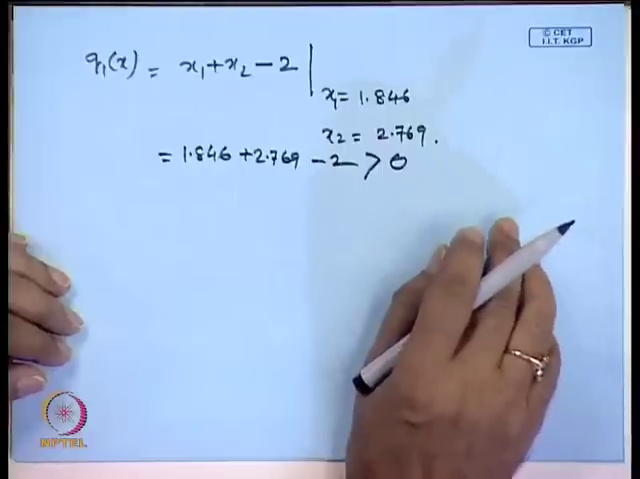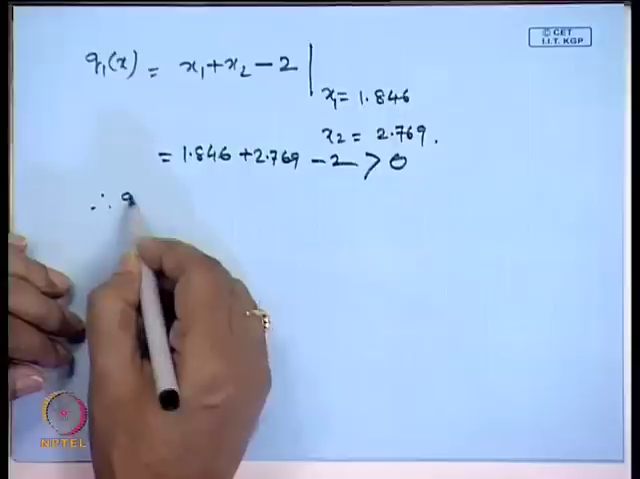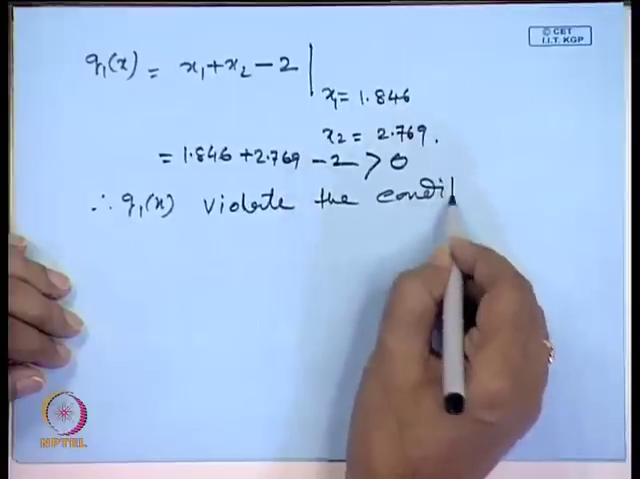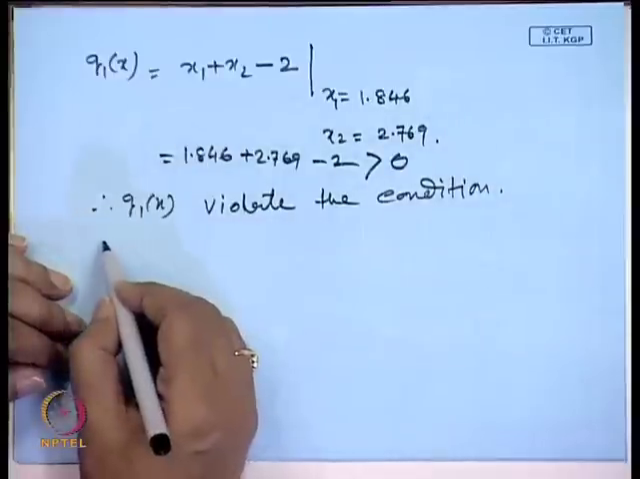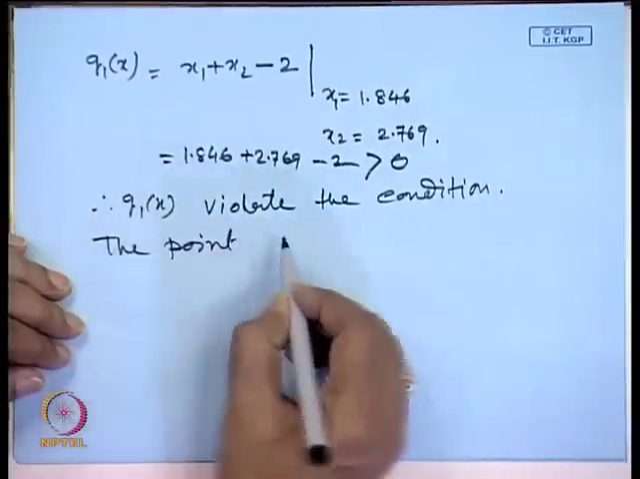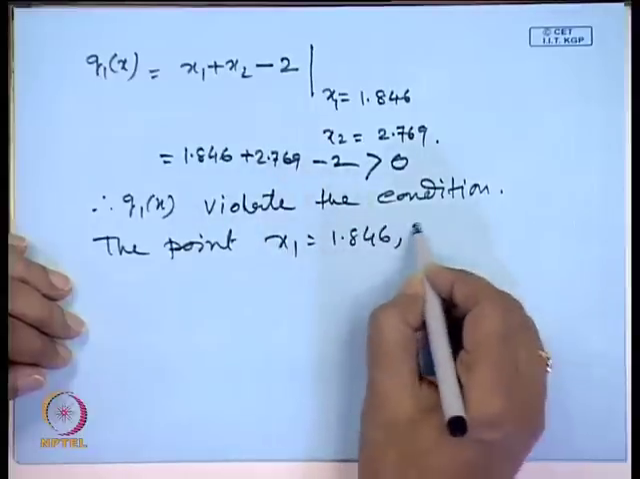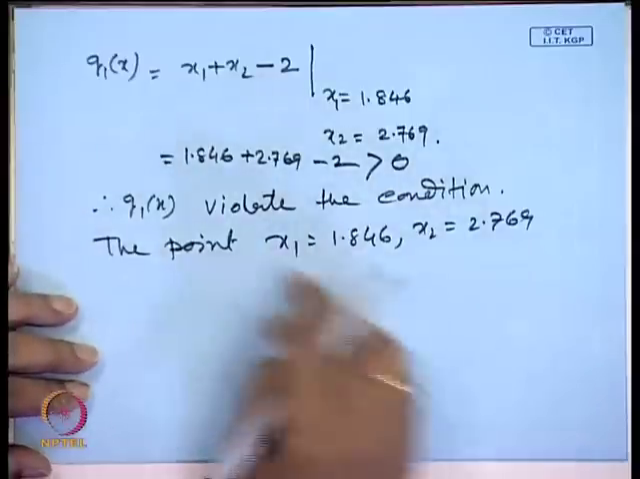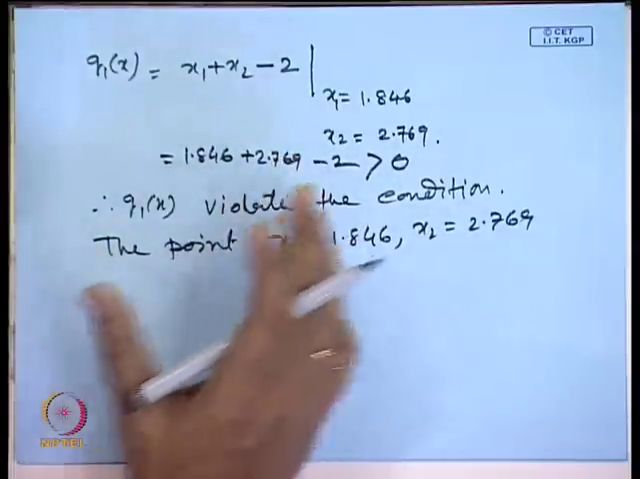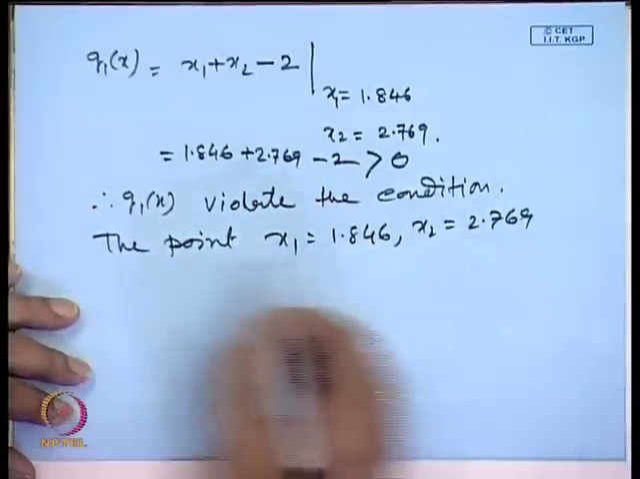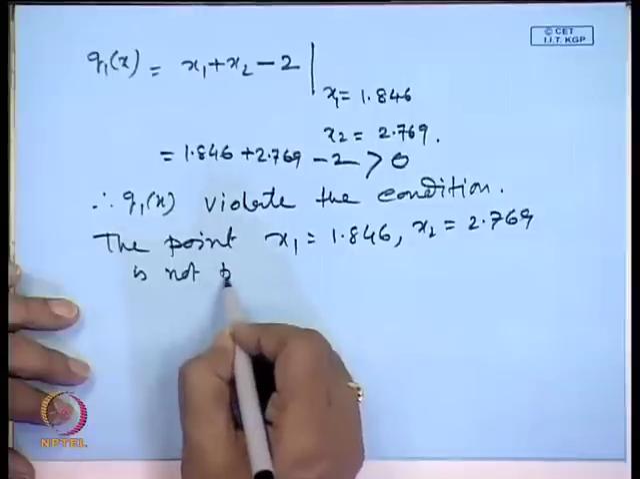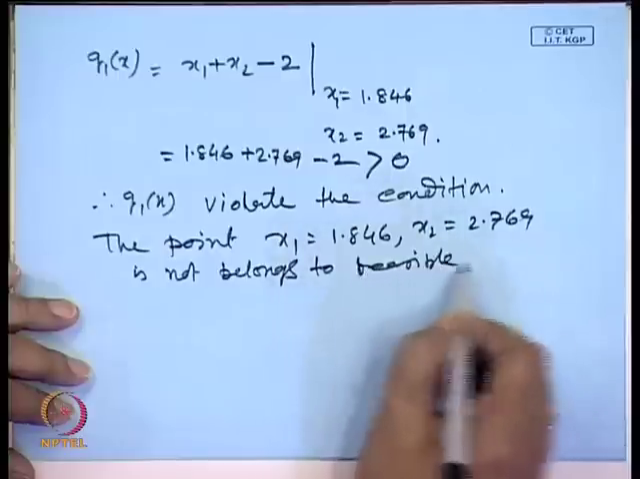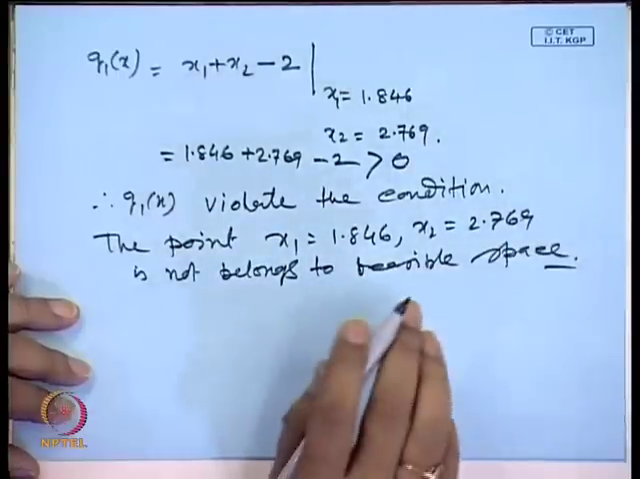So, once again, g 1 of x violates the condition. So, the point x 1 is equal to 1.846 and x 2 is equal to 2.769 cannot be a solution of our optimization problem, because it does not belong to the feasible region, the feasible space. This point does not belong to the feasible space. So, reject that solution, agree?